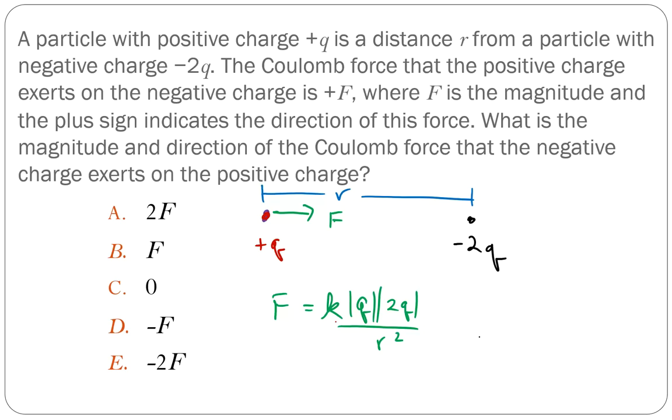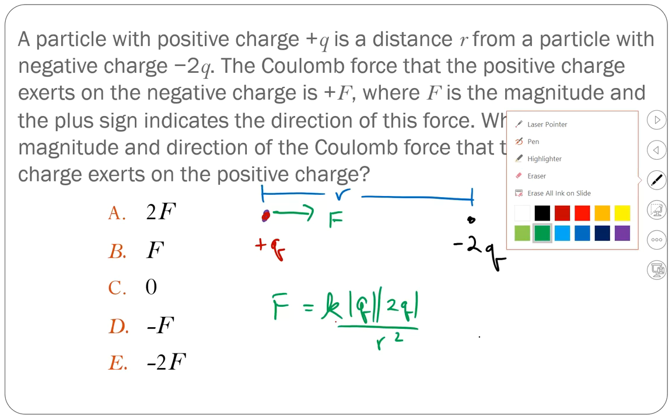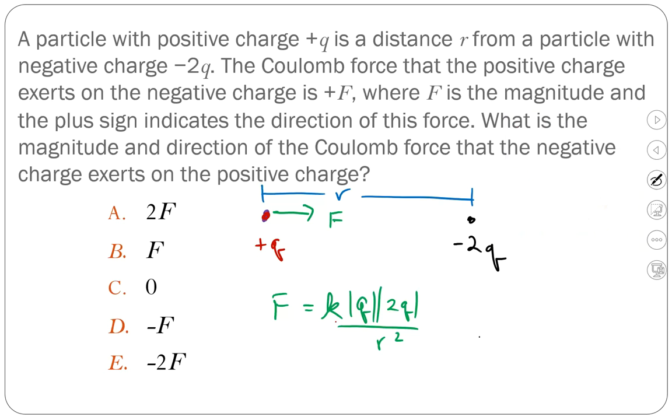Now the question says, what's the magnitude and direction of the Coulomb force that the negative charge exerts on the positive charge? I know some people could answer instantly when it was posed, but I wanted to make sure we thought it through. What direction is the force on the black charge? To the left, because as Claudia said, they're opposite signs, so they're attractive.